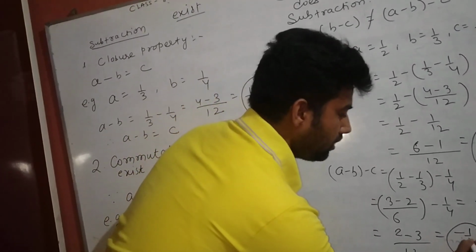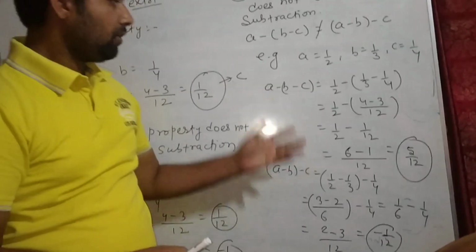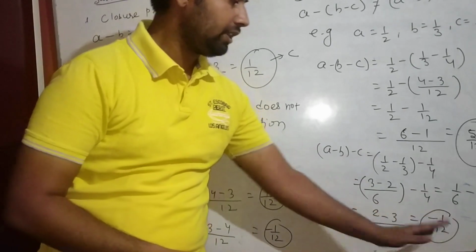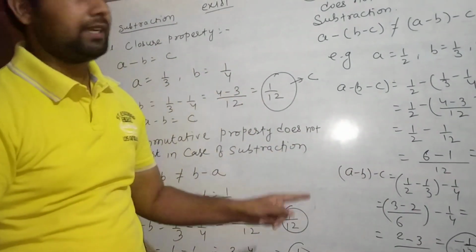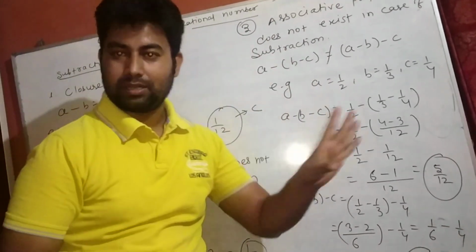So now you can see we have got the LHS 5 by 12 and the RHS minus 1 by 12. Both are not equal. That's why we can say that the associative property does not exist in the case of subtraction.